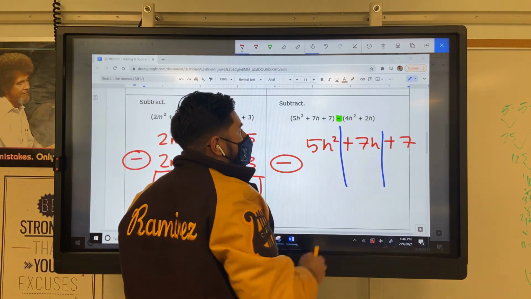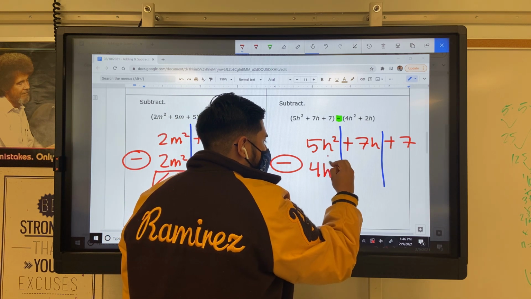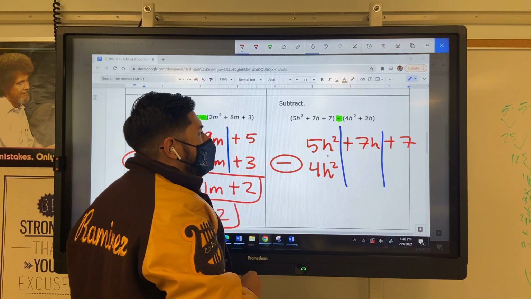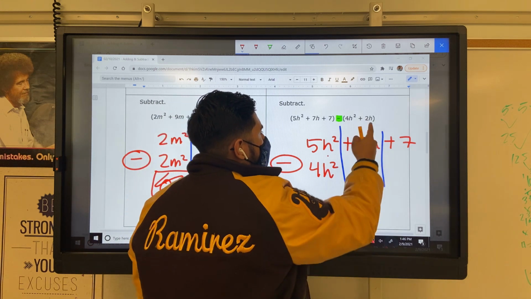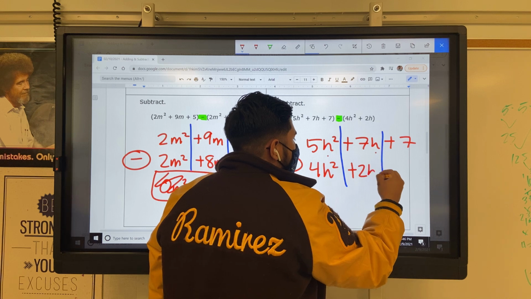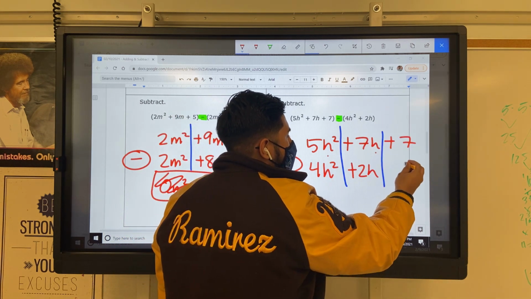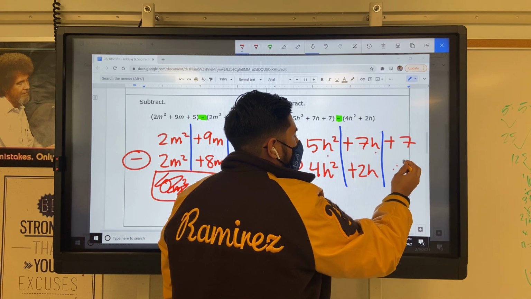Where does the 4h squared go? The only place with an h squared, so I'm going to put 4h squared. Where does the 2h go? The only place with an h, plus 2h. I don't have any more numbers, so what goes right here? A 0.